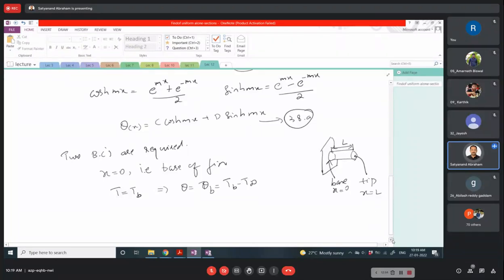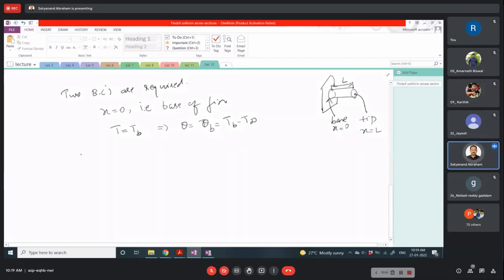Okay, so we need a second boundary condition. The second boundary condition is at x is equal to L, that is at the fin tip, or tip of fin. But at the tip of fin, we can have different boundary conditions. Not different boundary conditions, but different types of boundary condition.